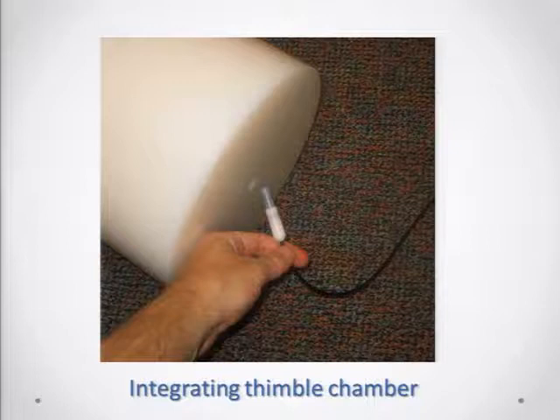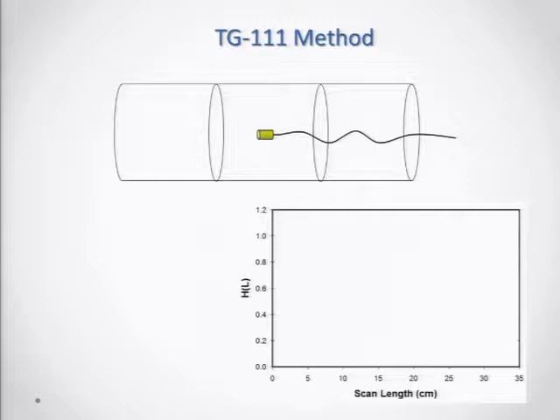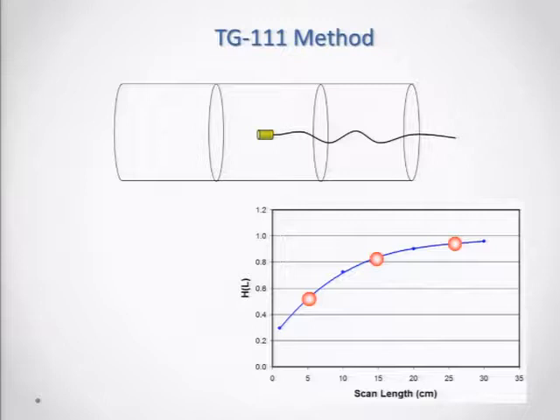And this is an integrating thimble chamber, similar in every way to all the dose chambers that you all use. And so we place this at the center of a long phantom, and we do a scan of a given length. We measure the dose, and we plot it. So now we have one point on that H of L curve as a function of scan length. Then we repeat this process with a different scan length, and yet another scan length, and we can build up dots on the curve, and of course we can fit those and measure this H of L curve, the rise to equilibrium curve.